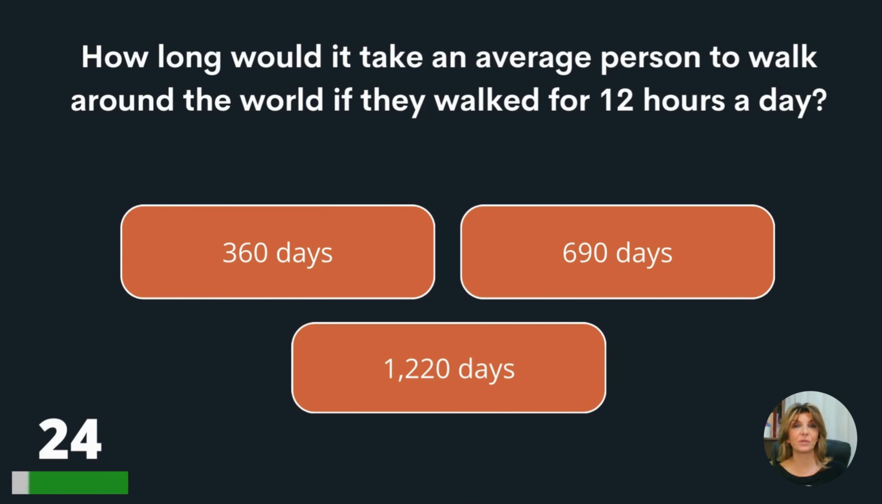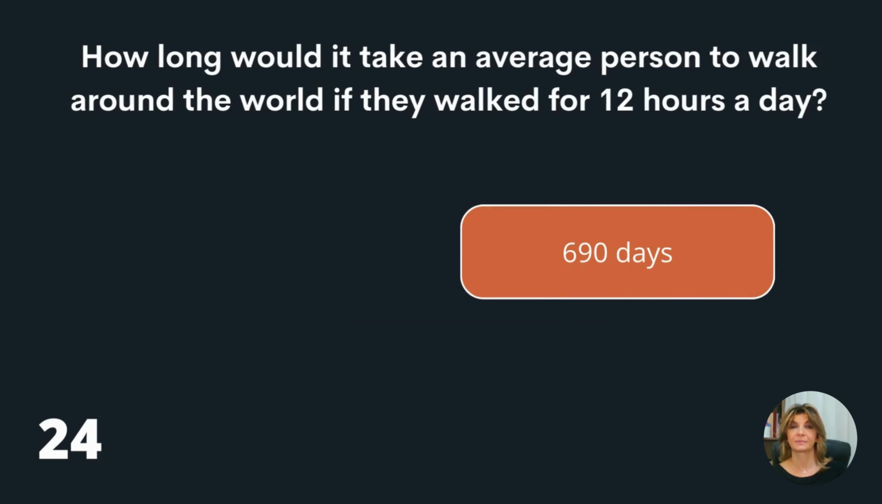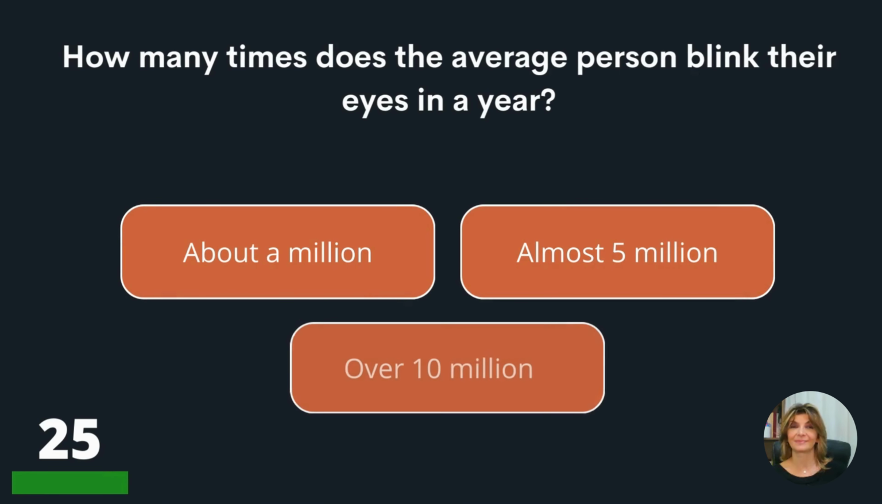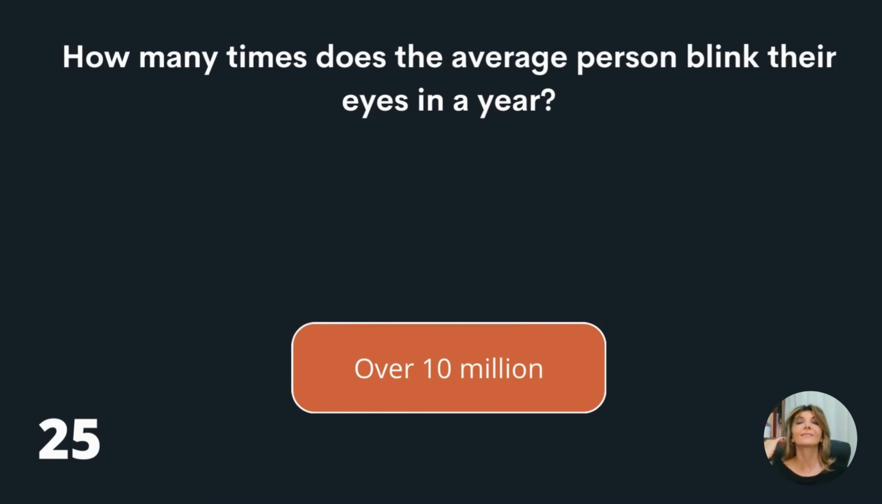How long would it take an average person to walk around the world if they walked for 12 hours a day? 360 days, 690 days, or 1,220 days? 690 days. How many times does the average person blink their eyes in a year? About 1 million, almost 5 million, or over 10 million? Over 10 million times.